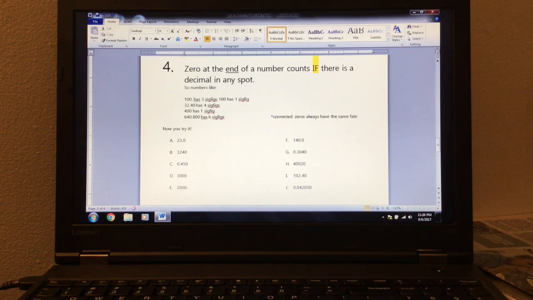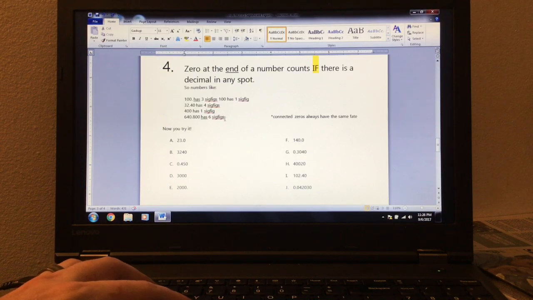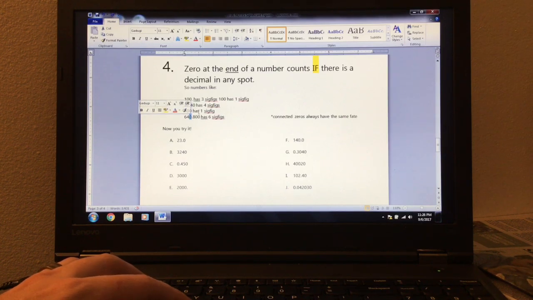Add a decimal. 400 point would have 3 significant figures. And the number 640.800 has all 6 significant figures because this 0 is an always rule. It's in the middle of the 4 and the 8.